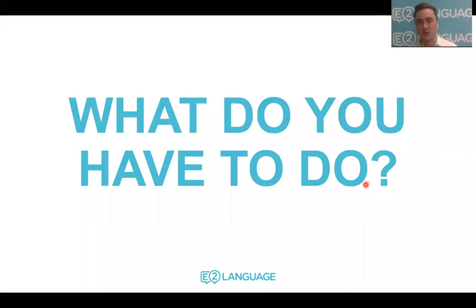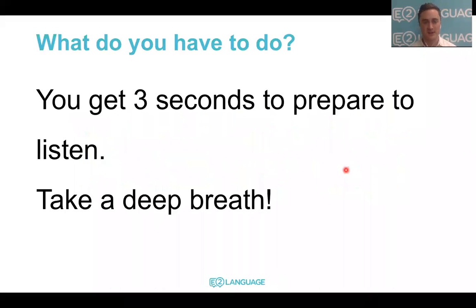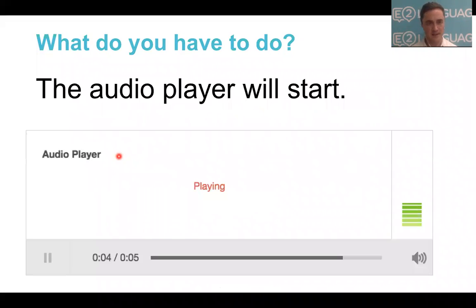What do you have to do in PTE speaking, repeat sentence? Well, this is what you do. You get 3 seconds to prepare to listen, okay? So the clock ticks down from 3, 2, 1. You have to take a deep breath in those 3 seconds. Deep breath and relax. And the audio player will start, okay?